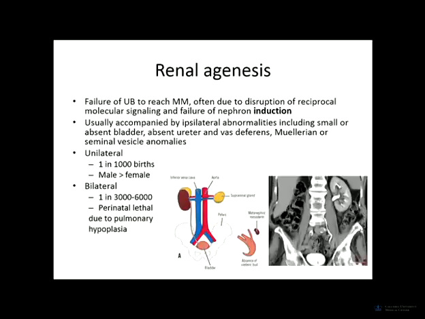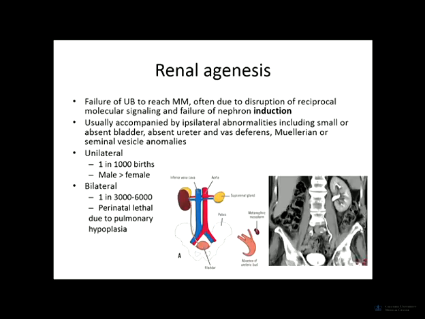So first is renal agenesis, and basically this is a failure of the ureteric bud to reach the mesenchyme, and it's often due to disruption in these molecular signals that they send back and forth. A lot of the time it's accompanied by abnormalities on the same side. There might be a small bladder, absent bladder, a missing ureter, or sex organs, and when it's unilateral, it occurs in 1 in 1,000 births.